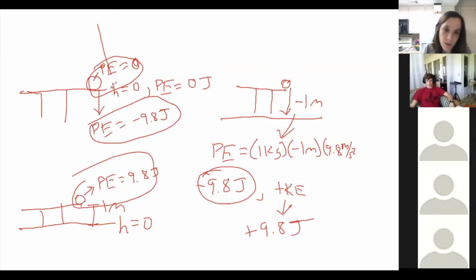So if you decrease the height of the ball, it will decrease potential energy. So PE is negative 9.8 because it's lost that energy that's potential, but it has gained kinetic energy because it's increased its speed. So energy has been transferred from one to another.